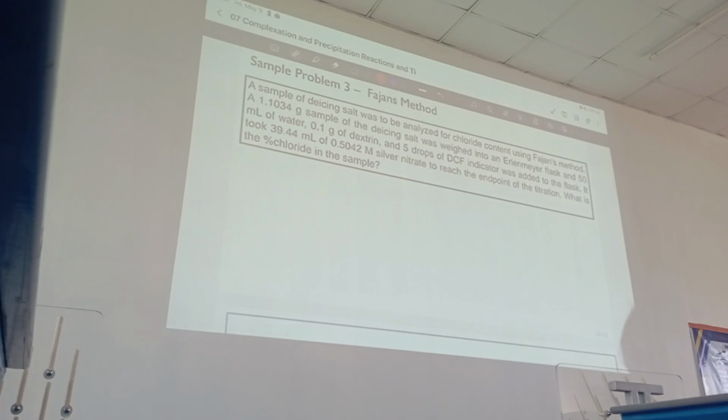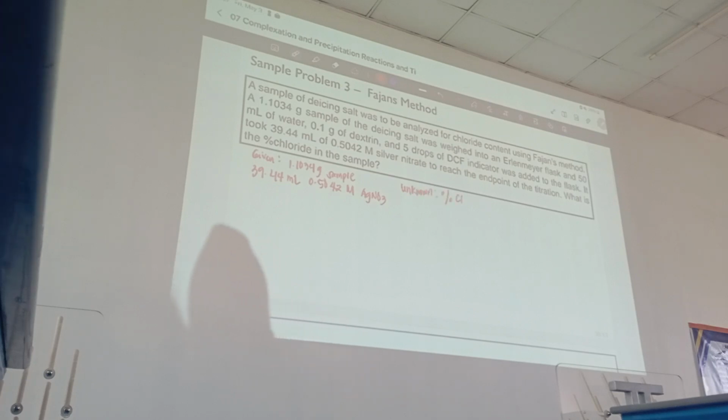Okay, percent chloride. You have 1.10 grams of sample, 39.44 mL of 0.542 molar AgNO3. Sir, do we need to include the dextrin, DCF, or the 50 mL? No, actually not needed. So those are not part of the given.